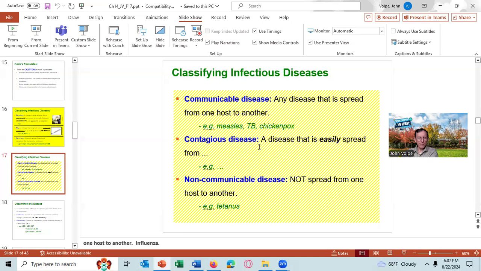You could think of an example where tetanus could be affecting a person and then another person becomes infected. Anyone know what that might be? I'm just giving a generality.